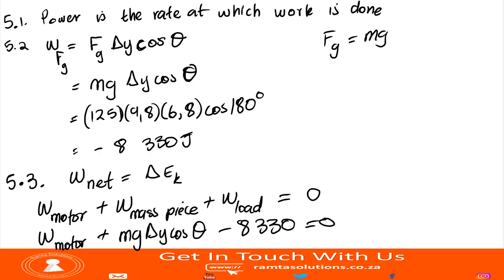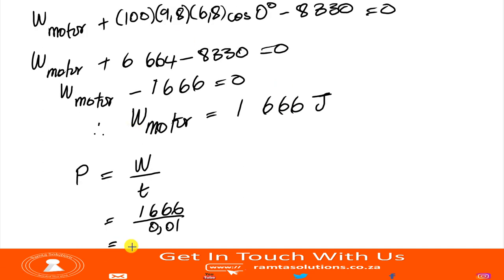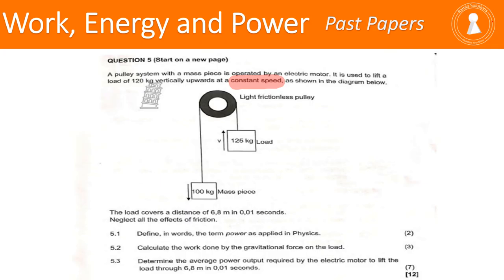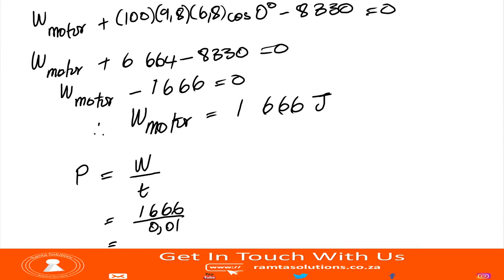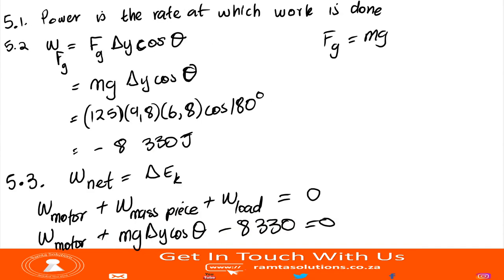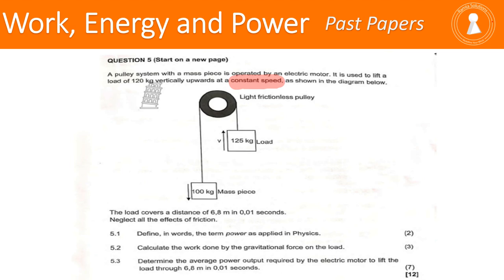So that answer divided by 0.01, what is it? We find that the power output is 166,600 watts. This is the power output of the motor.